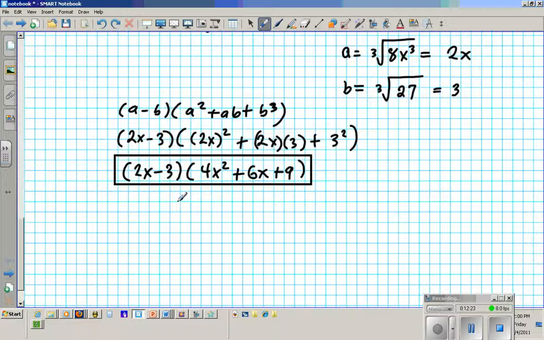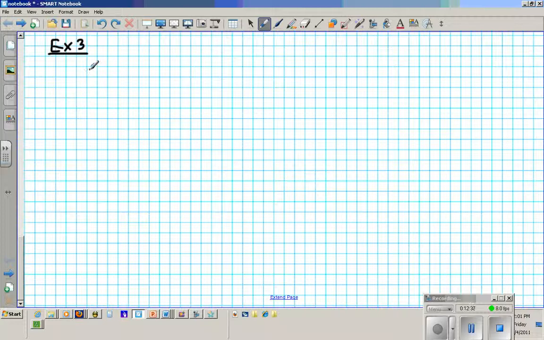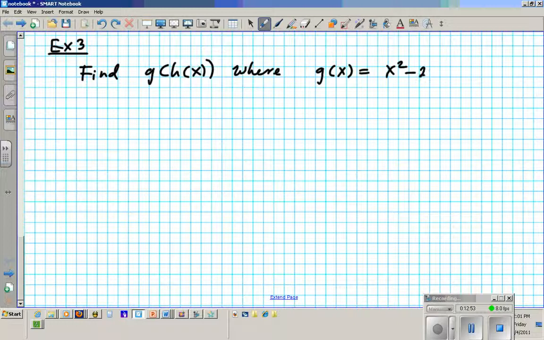And let's try one on composition of functions. Composition of functions. Example 3. What if we had the situation where you're asked to find g of h of x, where g of x equals x squared minus 2x plus 3, and h of x equals 2x plus 5.